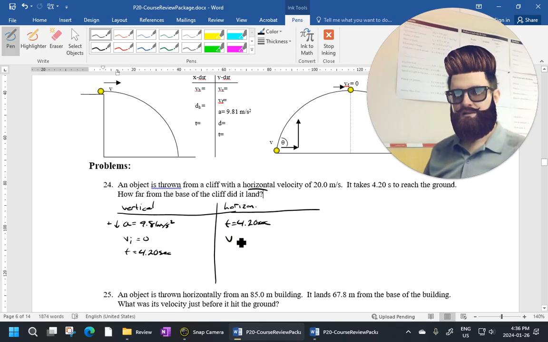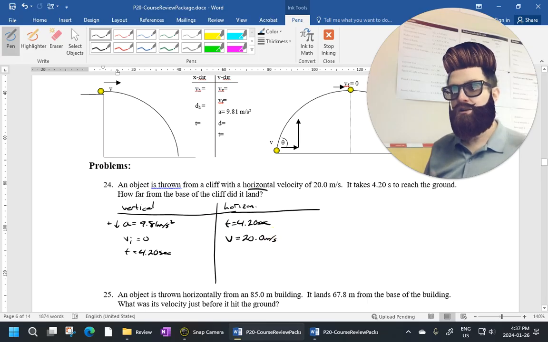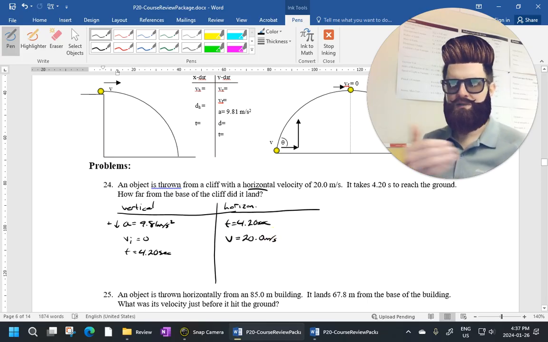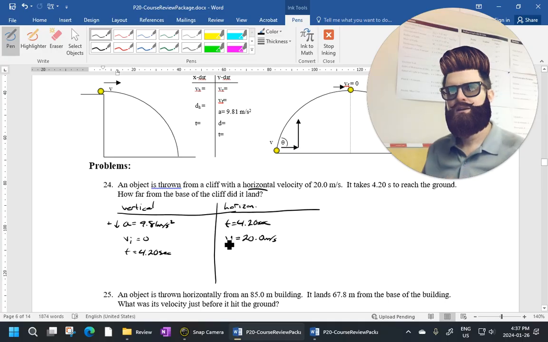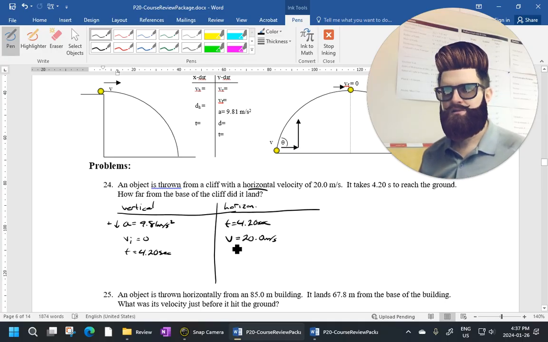It wouldn't make any sense, because this is a horizontal velocity. That velocity is kind of an initial velocity, but it's the same as my final. There's no change in velocity here. So my initial and my final are both the same, so this is just like my average velocity.